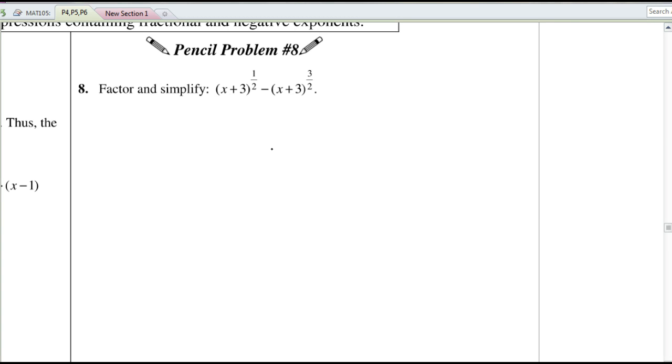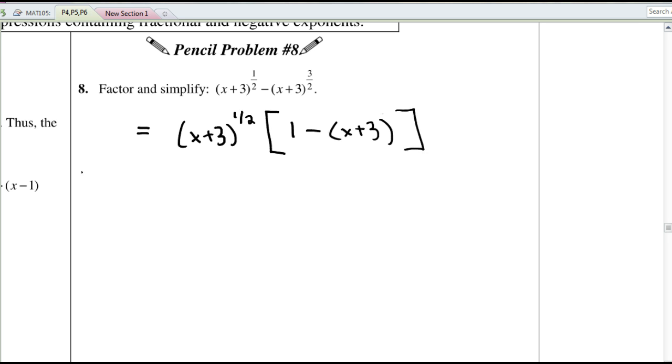So what are we going to do? Well, we're going to take out the smallest power that we see in common. So in this case, the smallest common power is going to be x plus 3 to the 1/2 power. And what is that going to leave us? Well, x plus 3 to the 1/2 power divided by itself is going to be 1. And then we need to figure out, okay, we need to add some copy of x plus 3 to some power that's going to make us get to x plus 3 to the 1/2. And that actually just turns out to be the power 1.